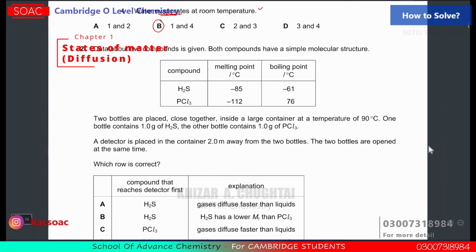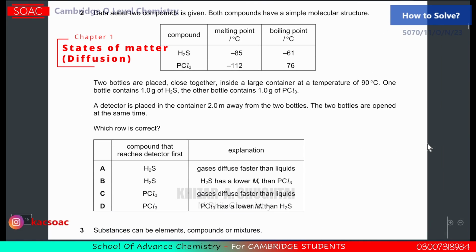Question number 2. Data about compounds is given. Both compounds have simple molecular structure. H2S: melting point minus 85, boiling point minus 81. PCl3: melting point minus 112, and boiling point 76. Two bottles are placed close together inside a large container at a temperature of 90 degrees Celsius. One bottle contains 1 gram of H2S and the other contains 1 gram of PCl5.